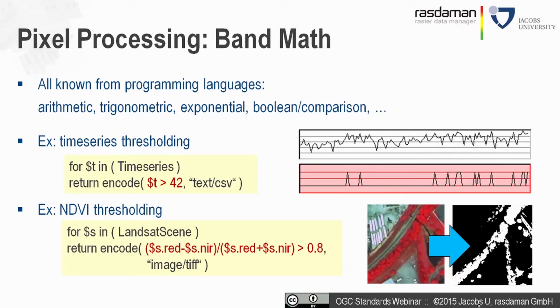Actually, in this case, we may want to submit it as a CSV file, because this is a convenient way, for example, to do diagramming. Even more convenient would be JSON encoding, for example.